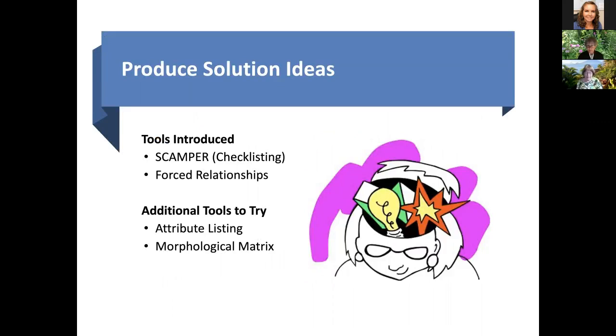So we looked at SCAMPER, which is kind of a checklisting tool, and forced relationships. And two other tools that are in the publication are attribute listing and something called a morphological matrix. I will stop sharing and turn it back to Martha.